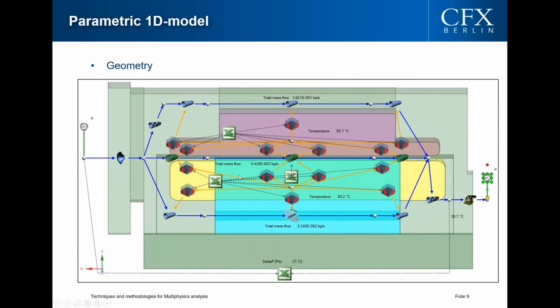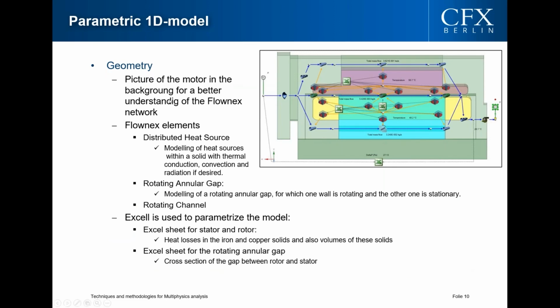And what you need in Flownex are different components to model all these passes. But actually, you have everything you need. So you can see we use some distributed heat sources. With these, we can model the heat sources in the iron and in the copper. At the same time, you can model the conduction within these bodies, and you can model the convection to the cooling air. And if you want, you can also model the radiation between the different parts of the model.